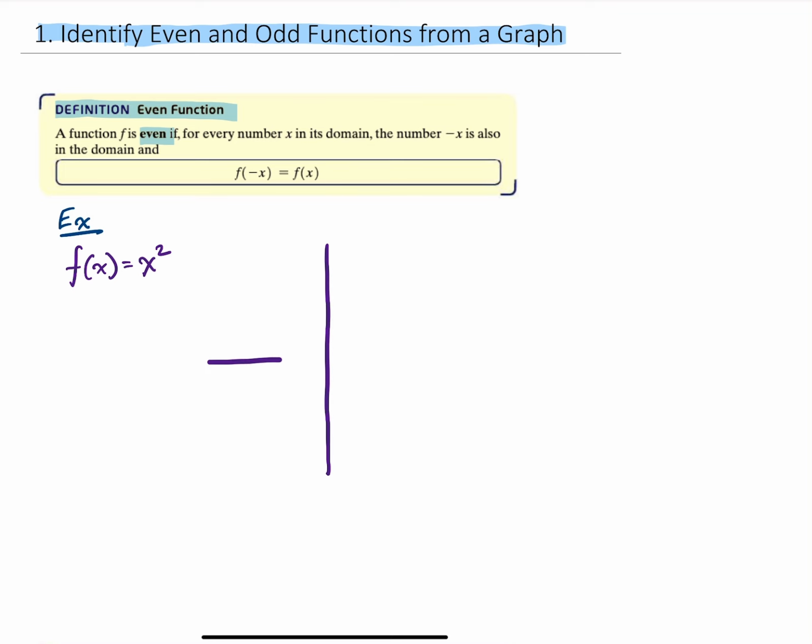So if we draw this, it's a parabola centered at the origin. Let me plot a few points. I know its center is at the origin. f of 0 would be 0. If we plug in 1, we get 1 squared, which is 1. And if we plug in negative 1, notice we also get 1. That is that kind of behavior. So the squaring just undoes the negative for us. So this will be our graph.